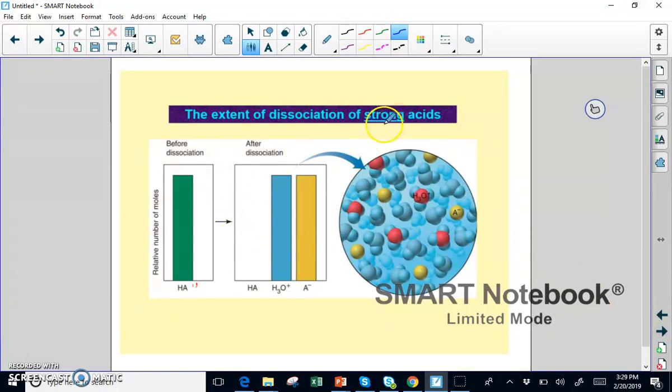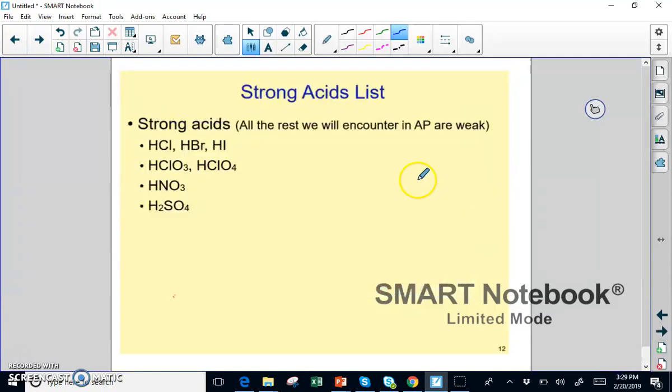This is just saying that when you have a strong acid, it completely dissociates into its conjugate base and H+, or hydronium. And there's none of the acid that's not ionized left. And this is the strong acid list that we learned in October. You still need to remember these strong acids. We tried to memorize these in October, and these you still need to have memorized.